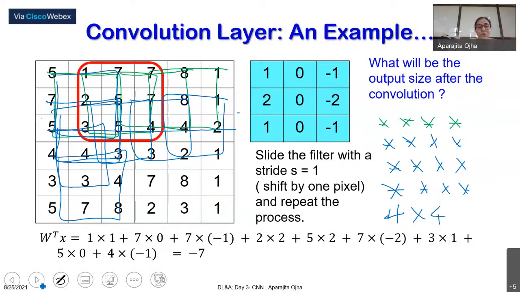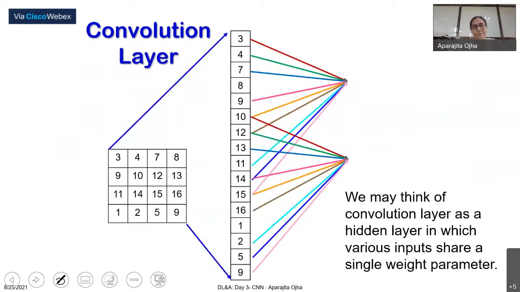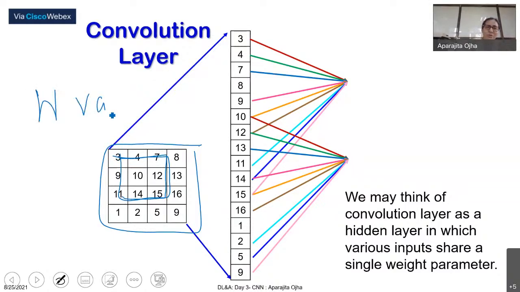So this is a convolution operation performed in a convolution layer. You can see that if this is the image on which you are performing a convolution operation, the same W values are used when I shift the filter. Whatever is shared by 3 is also shared, for example, the next time by 4 or by 10.